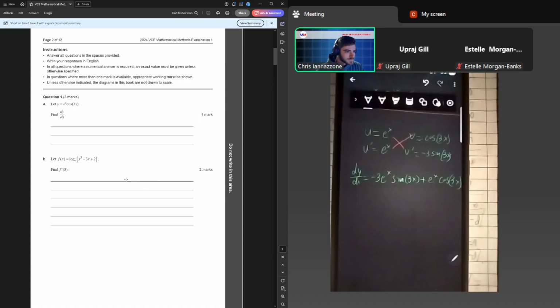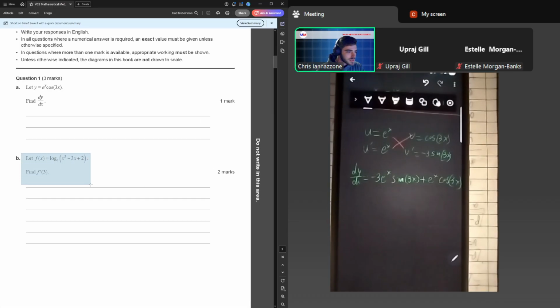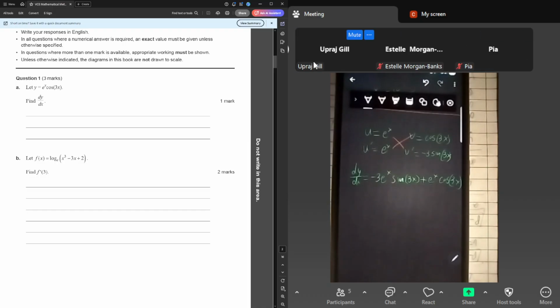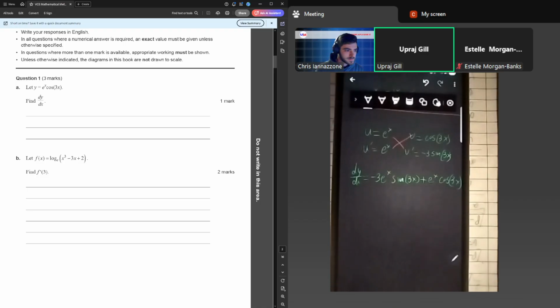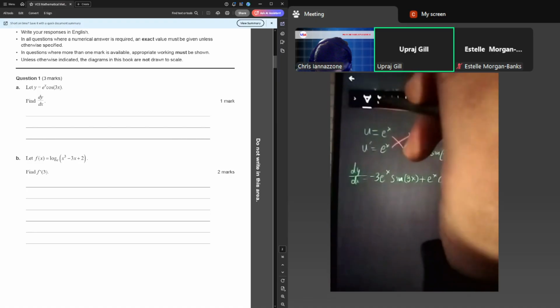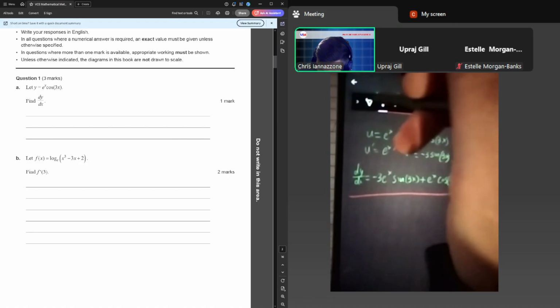That's that. Part B, only slightly different. You've got f of x, find f dash of 3. What's going on there? Well, first we're going to find the derivative of that function, which I think we're going to use the chain rule. We are going to use the chain rule, yeah.